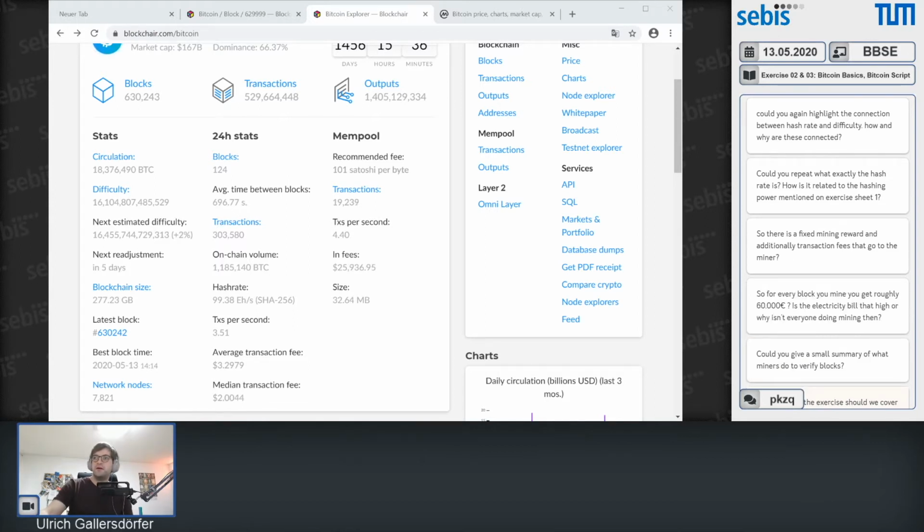Question: there is a fixed mining reward and additional transaction fees that go to the miner. Exactly. As I said before, the money the miner gets here consists of the mining reward and the accumulated transaction fees of all transactions the miner includes in its block.